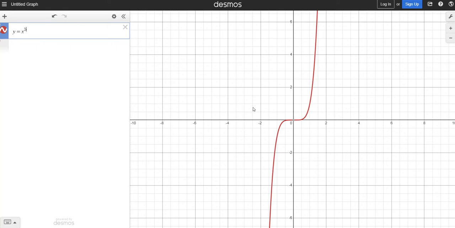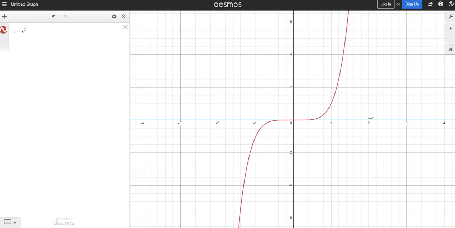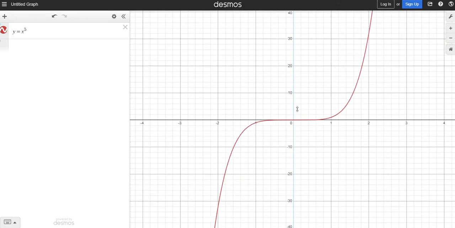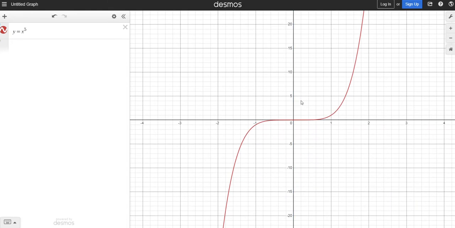I was using a different window. I could replicate my window. I went from -4 to 4 on the x-axis, somewhere like that, and I had gone from about -25 to 25 on the y, about like that. That's sort of similar to the window that I had used on the paper. And again, you can see that the graph looks very similar to the x cubed graph.